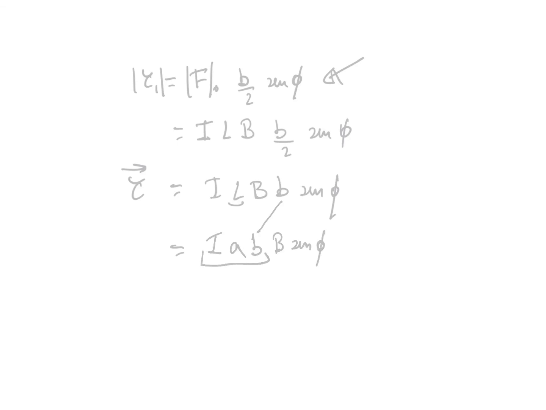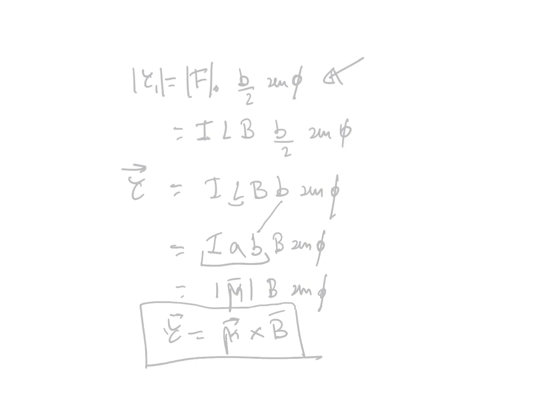What is this? Magnitude of mu. What is this? B sine of phi. So you can write this in a very compressed way, like this one. Tau is mu cross B. So I have calculated the torque of this loop when it's submerged in a magnetic field and when the current is passing through the loop. Let's use this equation, and you do this problem.